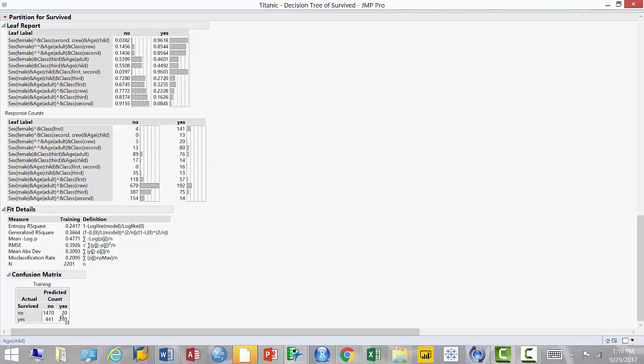270, same thing, right? I classified them as survivors, and they did, in fact, survive. That's the model working correctly. 20 people, I predicted that they would survive, but in actuality, they drowned. That's an error, right? And 441 people, I classified as non-survivors, but they actually did survive. So that's another type of error, right?